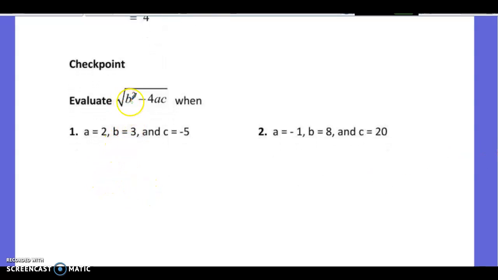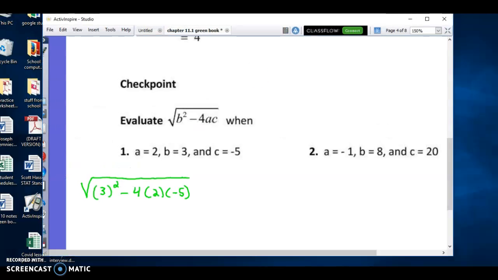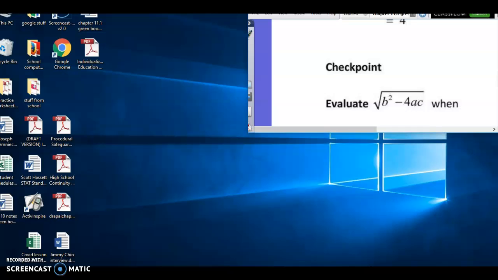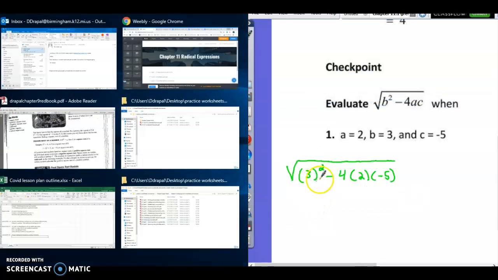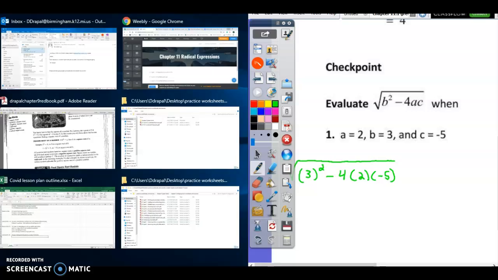So we are going to look at this, and we are going to substitute the numbers within. So our b here is 3. I'm just going to stay consistent and keep them in parentheses. So we have 3 squared minus 4 times a, which would be 2, and then times c, which would be -5. So again, one way we can do it is to make sure that we have it all in parentheses like that.